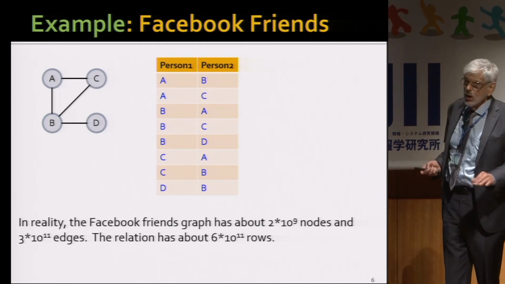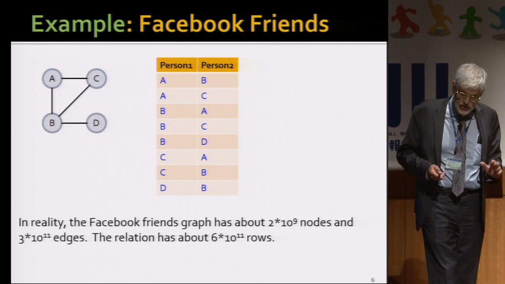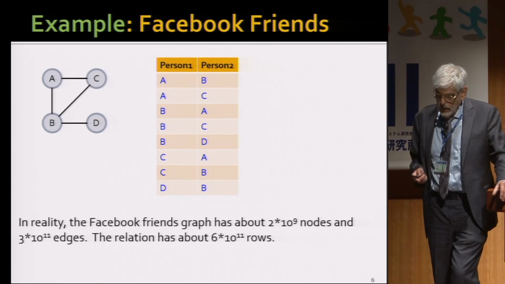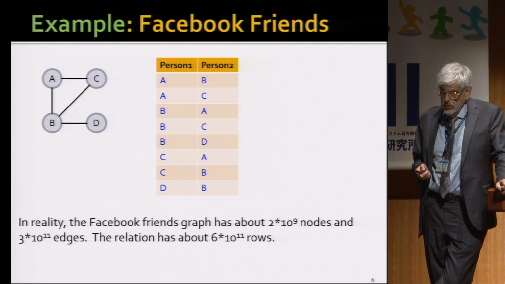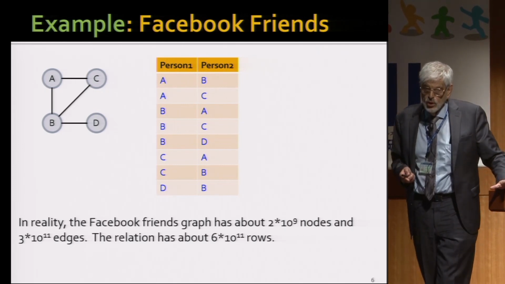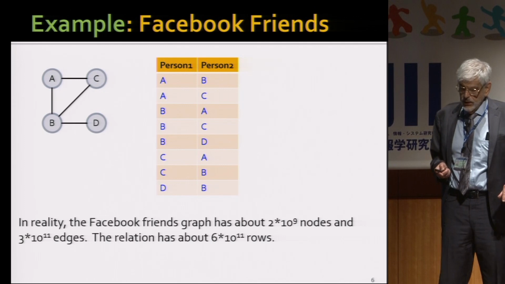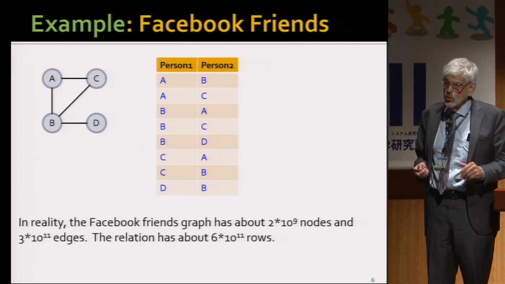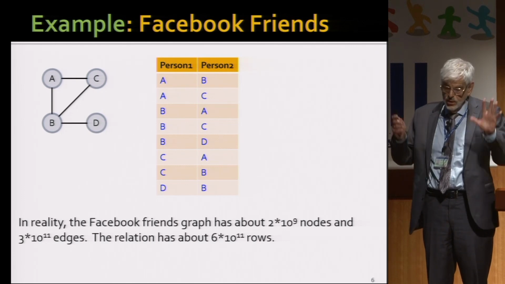Okay, so again, this is a little example. We're going to use the little example. But in reality, the graph has about 2 billion nodes and about 300 billion edges. And the relation has twice that, or 600 billion rows. Big relation.